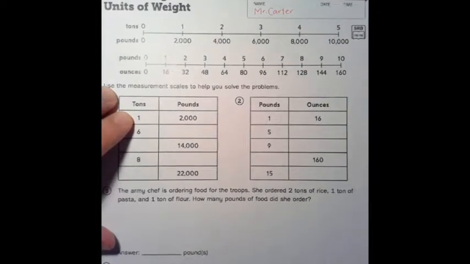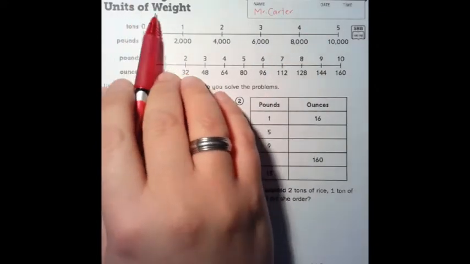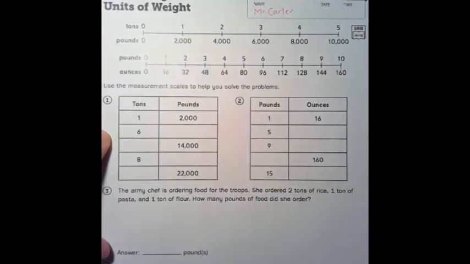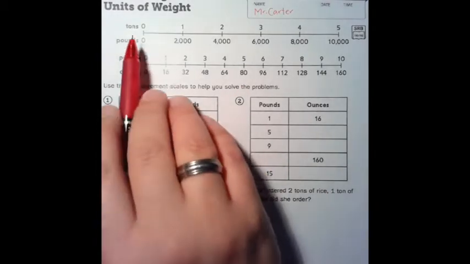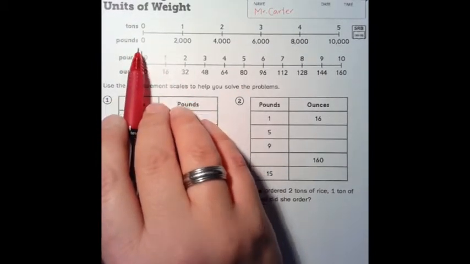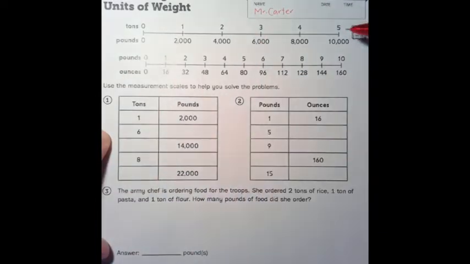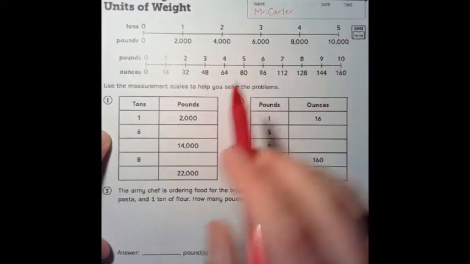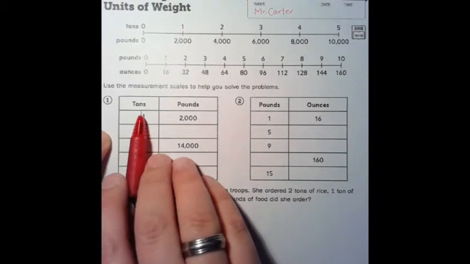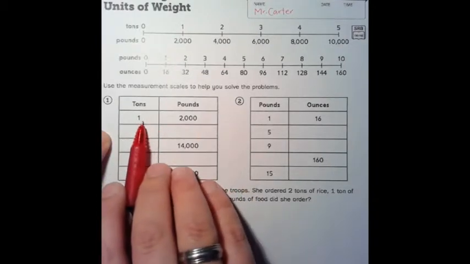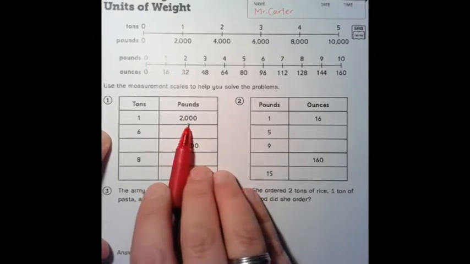All right, so we are converting units of weight in the U.S. measurement scale here. So we are looking at going from tons to pounds and pounds to ounces. So we have our measurement scales here to help us out. So for number one, it's given this one here for us. So 1 ton equals 2,000 pounds.